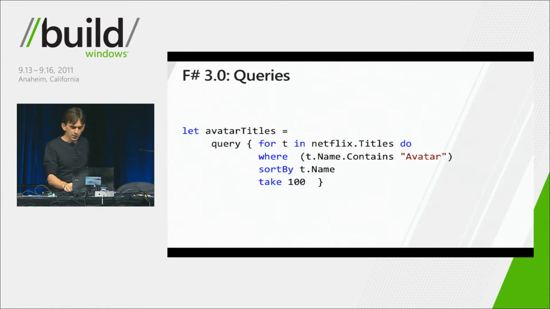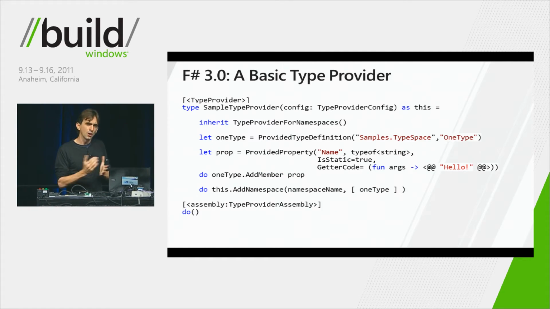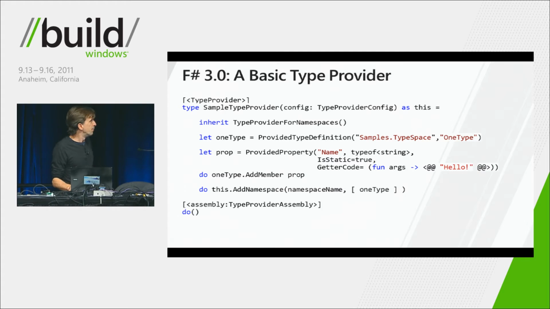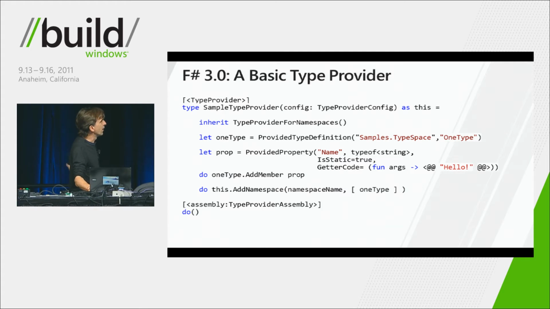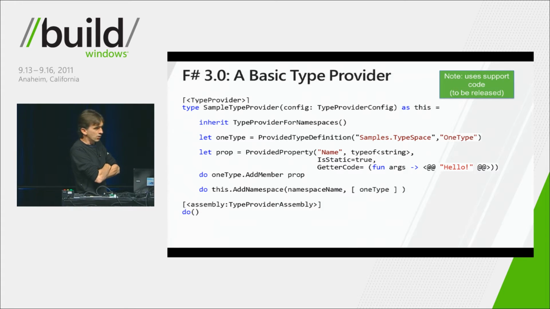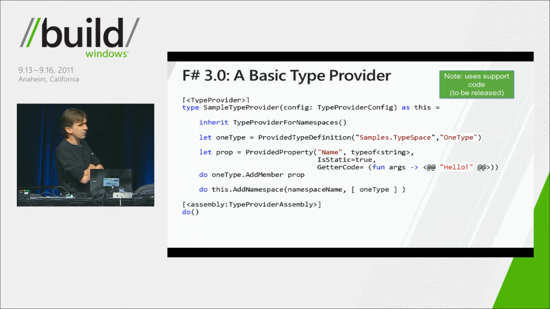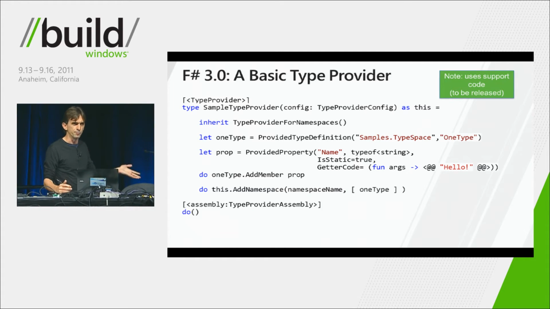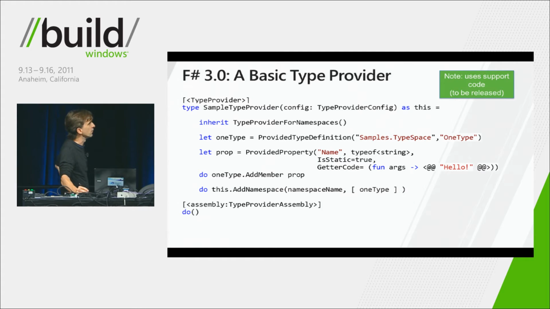The next thing I want to look at is what does it look like to write a type provider. So this is a very, very basic type provider. A caveat here is that it uses some support code, which is not yet released. We'll be releasing that as part of sample type providers. We're not going to be releasing it as an independent SDK, but we'll be copying the support code into each of the examples.